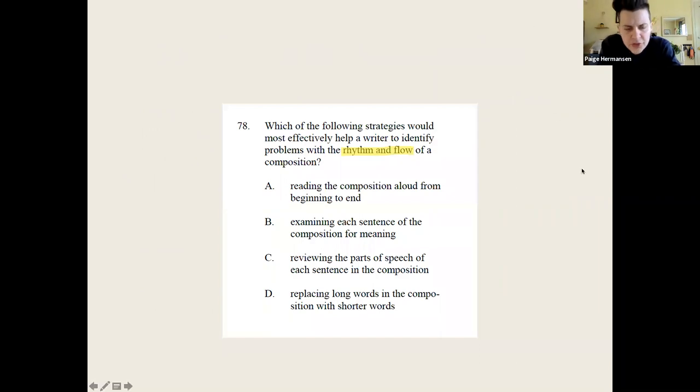These are both rhetoric and composition questions. Which of the following strategies would most effectively help a writer to identify problems with the rhythm and flow of a composition? So that question about rhythm and flow, helping a writer to achieve something rhetorically through a written work, those are rhetoric and composition questions, right? And you see that the options are reading the composition aloud, examining each sentence of the composition for meaning, reviewing the parts of speech of each sentence in the composition, replacing long words in the composition with shorter words. God, I can't wait to talk to y'all about wrong answer elimination because this one is just ripe for the picking because these are preposterous answer options. But we'll come back to that when we look at answer option elimination.